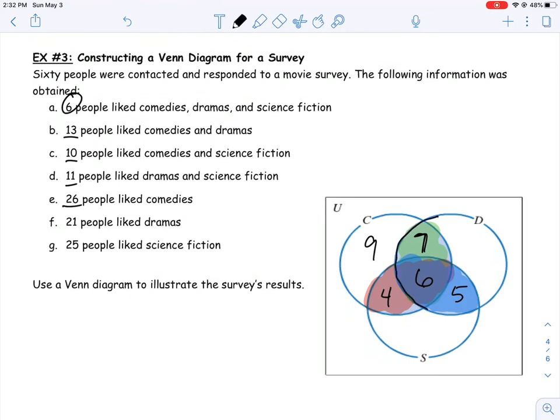For dramas, we have 21 people. In this drama bubble, we're supposed to have 21 people. But remember, I already have 7, I already have 6, I already have 5, so I really only have 3 more left that need to go in that drama bubble.